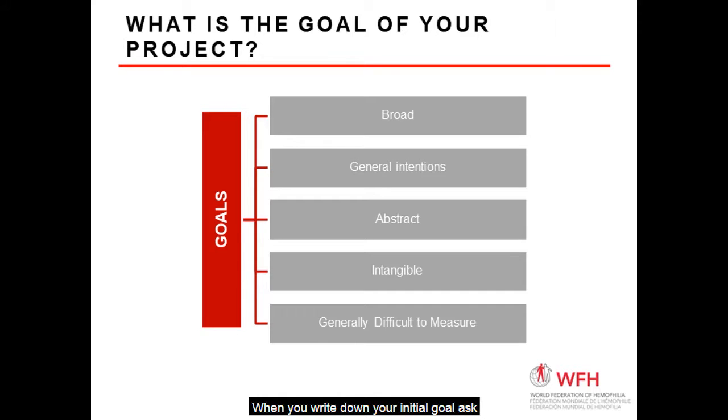When you write down your initial goal, ask, is it too broad? What are my general intentions? How did I come to this goal? Did I do any analysis or research to back up my goal? Is my goal so abstract that no one else understands what I'm trying to accomplish? And how can I reword this so people understand? Is my goal something that can be achieved by doing an activity? And lastly, how can I actually measure the results of success? Is it by number of attendees? Is it by changes in attitudes? When you write a grant, you must be accountable to do what you say you are going to do. So you have to ask yourself, what is my plan of action to achieve my goal?